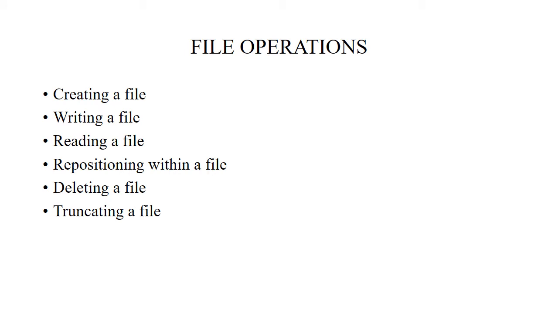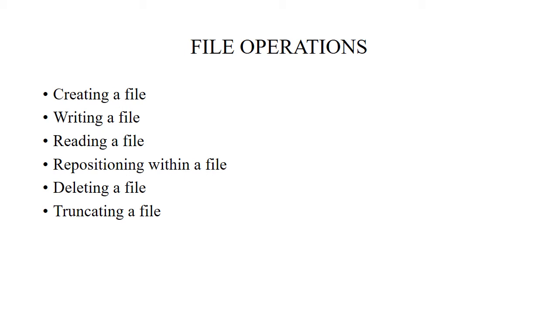Next is file operations. What all operations we can do on a file is creating a file, writing a file, reading a file, repositioning within a file, deleting a file, truncating a file. Creating a file contains two steps. First we should allocate a space in the file system, and next, whenever the space is allocated, there must be an entry for the new file in the directory.